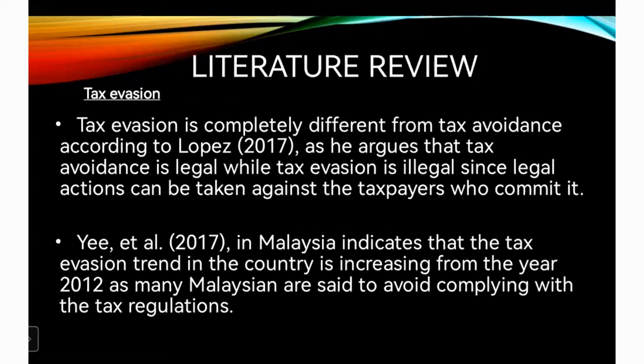So here is my literature. I will go a bit quick because, as the coordinator said, we have to go a bit faster. On the introduction part, let me explain the tax evasion, because there are two types of tax offenses. Tax evasion is completely different from tax avoidance, according to Lopez. As he argued, tax avoidance is legal, while tax evasion is illegal, since legal action can be taken against the taxpayer who commits it. A 2017 report in Malaysia indicates that the tax evasion trend in the country has been increasing since 2012, as many Malaysians are said to avoid complying with the tax regulation.